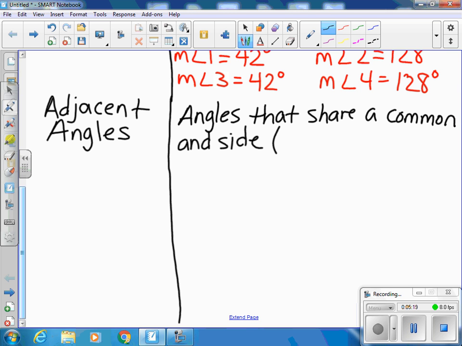So basically, if the angles are given to you in letters, which we'll do here in a second, two letters have to be the same. That's an easy way you can determine if you're dealing with adjacent angles or not. If they don't have two letters the same, then you don't have adjacent angles.